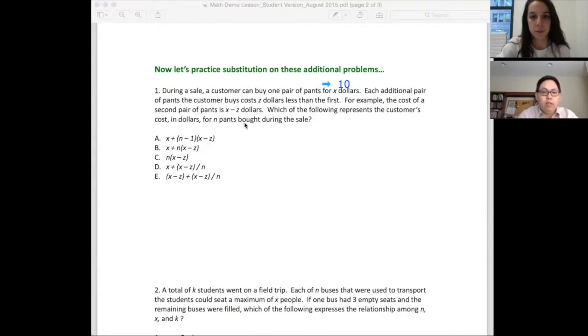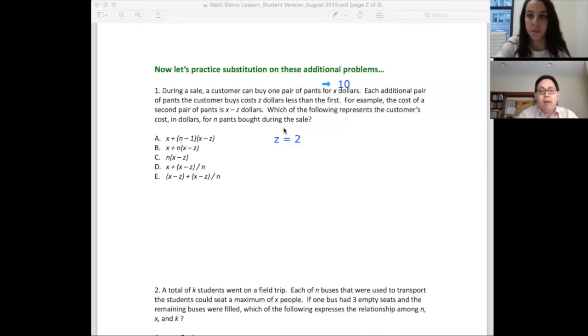And then how about for z? It says each additional pair of pants the customer buys costs $z less than the first. So this is a discount, right? z refers to the discount. So what should we make z? We can make z 2. Okay, so z equals 2.